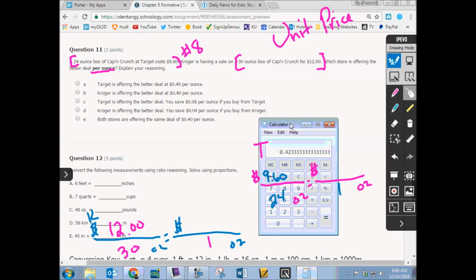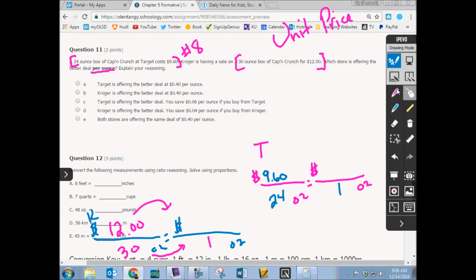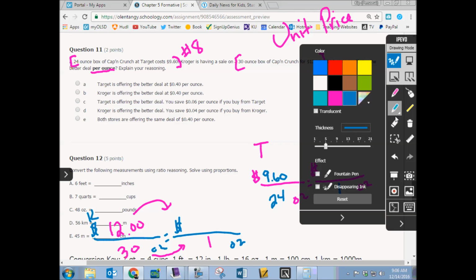I'll get out my calculator so you can just look at mine. Okay, so we know that down here we are doing divided by 30, 12 divided by 30 there. So we are going to go 12 divided by 30, and that is going to give us 0.4. Now, you guys all know that 0.4, is that an actual amount of money?